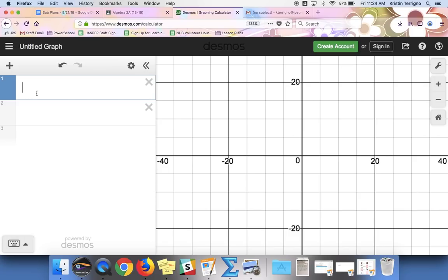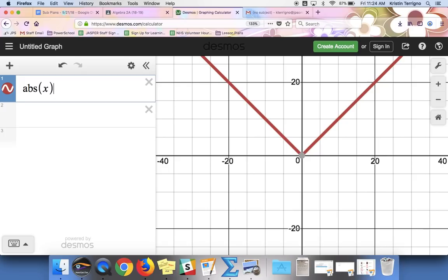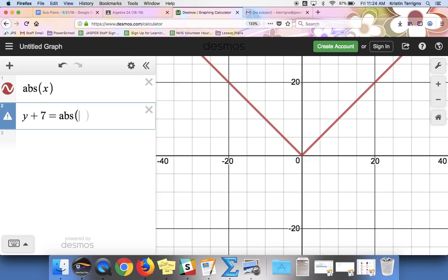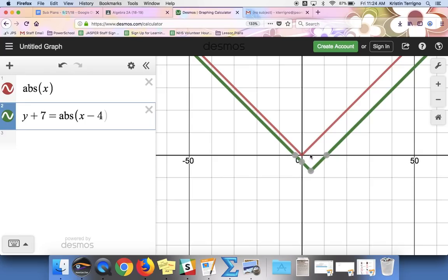So here's my parent function, absolute value of x. That's the original function. Here's my new function that we just wrote down: y plus 7 equals absolute value of x minus 4. And you can see, and I keep trying to point to the screen, but you can't see me pointing, that this red graph has shifted over to the right, zoomed it out a little bit, by 4 and down by 7, which is exactly what we wanted to have happen. Move to the right 4 and down 7.